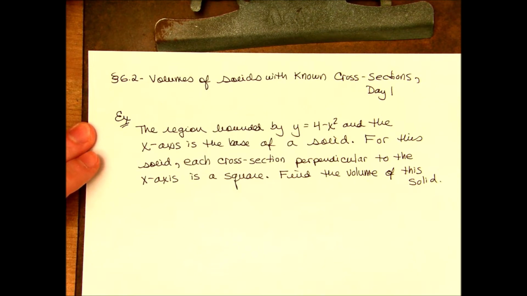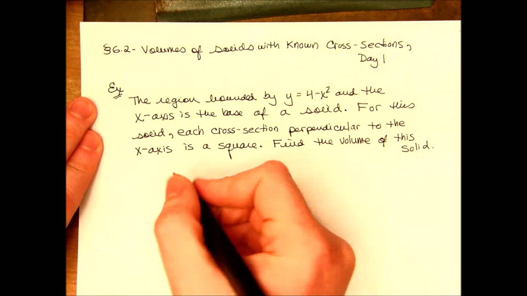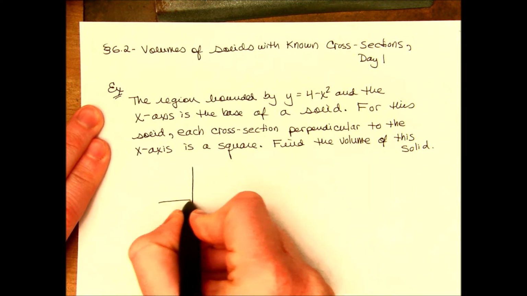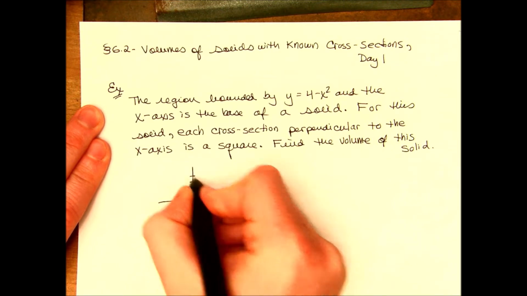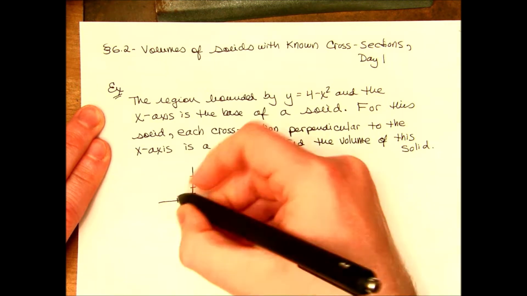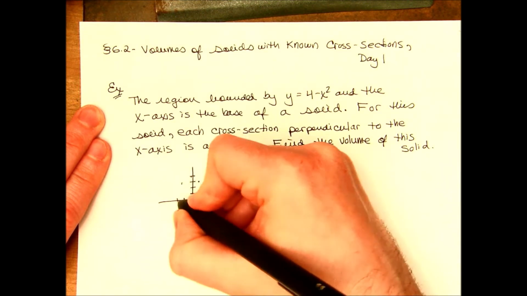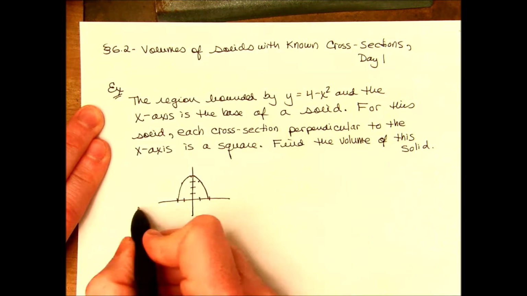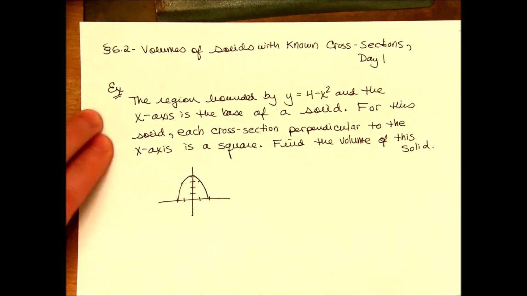Before we do anything with this, we should draw this region that's being discussed. So let's see, 4 minus x squared. Yes, you can use a calculator, although I think we should know what that's going to look like. The parabola is going to be something like this, and bound by the x-axis as well. So this thing over here is the base of our region.